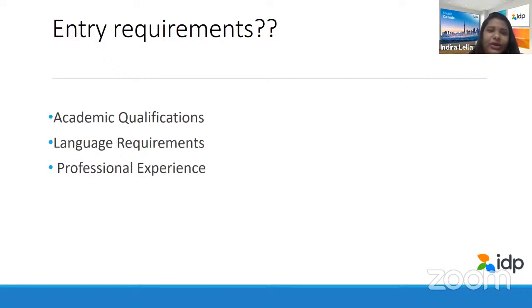So when you're looking forward, when you're writing your IELTS, please make sure that you score an overall band of 6.5, no band less than 6. You have 4 modules, guys: listening, reading, writing, and speaking. So in these 4 modules, you need to score an overall score of 6.5 with no band less than 6.